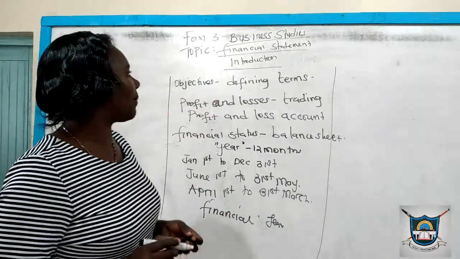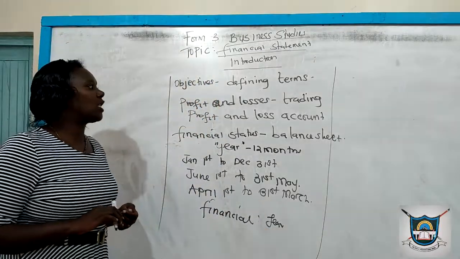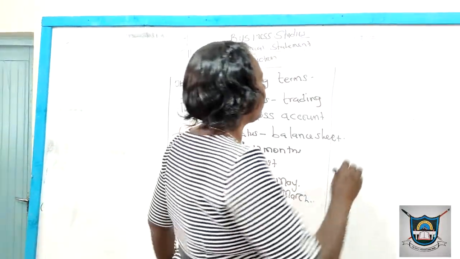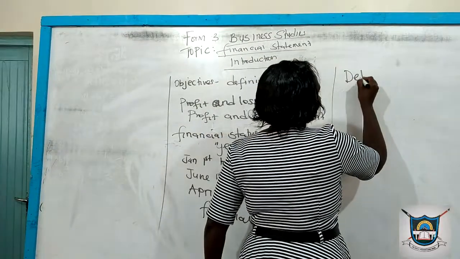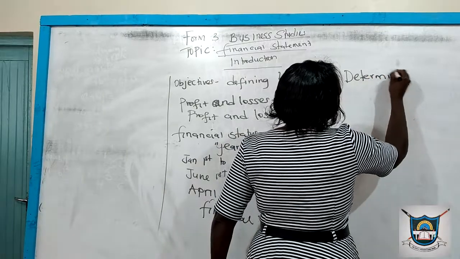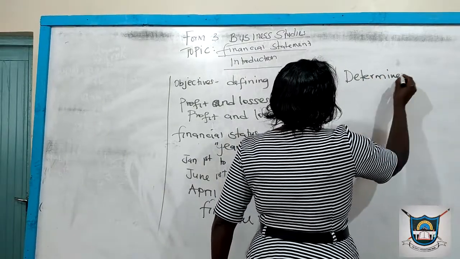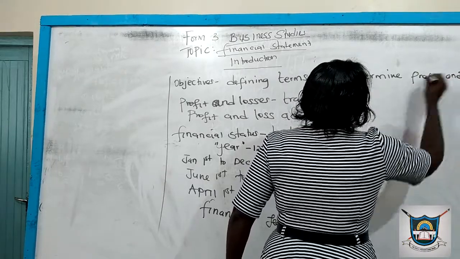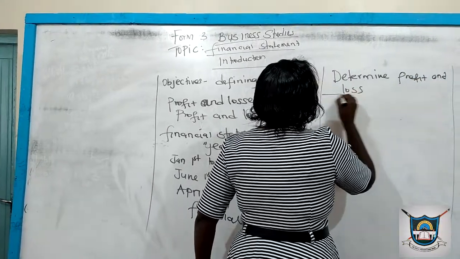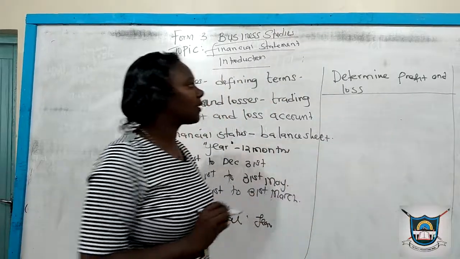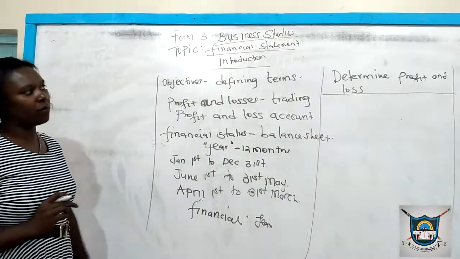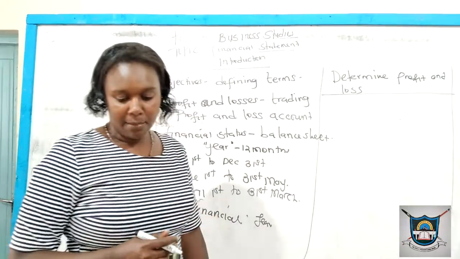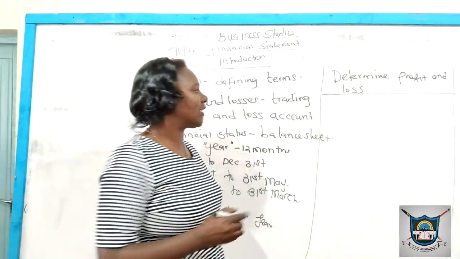Now, we said that the main purpose of every business is to make profit. How do we determine profit and loss? So we start by defining those terms. Defining profit and loss. And for us to determine profit and loss, there are several terms that we will meet, and several adjustments have to be made. But before that, we start by defining what is profit.